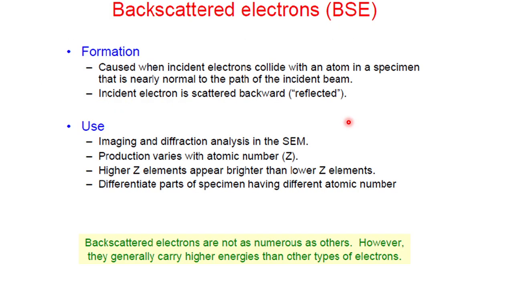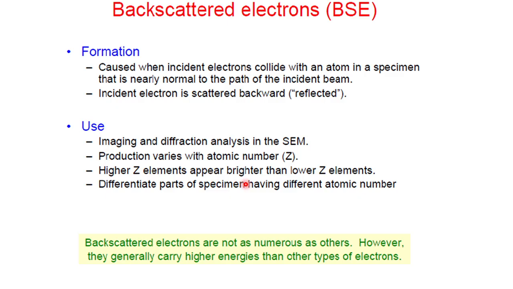Now, how does a backscatter electron form? When an incident electron collides with an atom in a specimen, and it is nearly normal to the path of the incident beam, it is scattered backward or reflected back. It is used for imaging and diffraction analysis. Production varies with the atomic number. Based on the atomic number, how much it will scatter, that also depends on the atomic number, that is, how many backscatter electrons will generate.